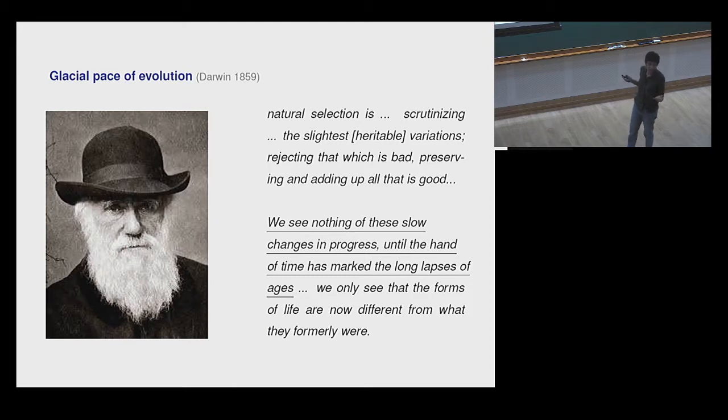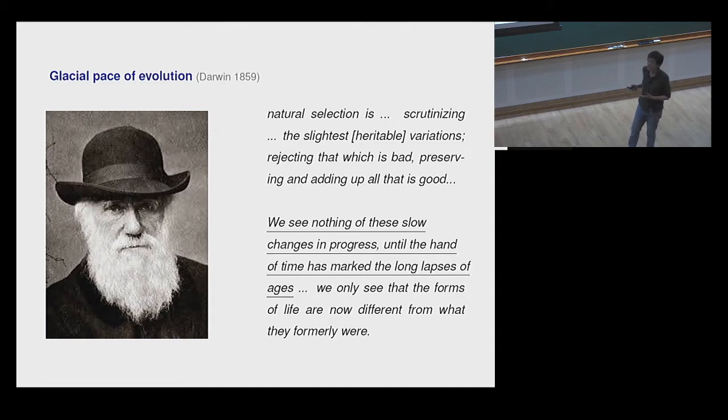So that's what natural selection is doing. It is going to reject that which is bad and preserve and add up all that is good. So that's the basic idea. But Darwin believed that this phenomenon, which is creating all this diversity of life, is not seeable. It is such a slow process that we can't observe it. And that, as a physicist or maybe as a biologist, is a very unsatisfactory thing. So this was a paradigm that it happens, but you can't really see it.